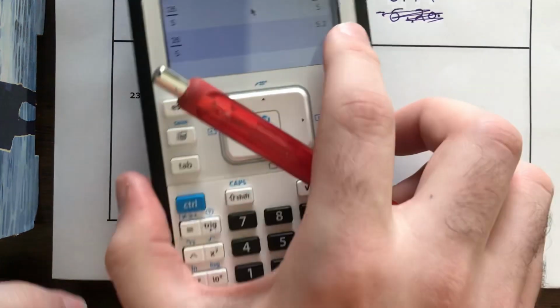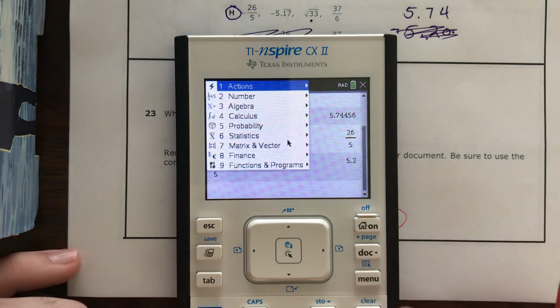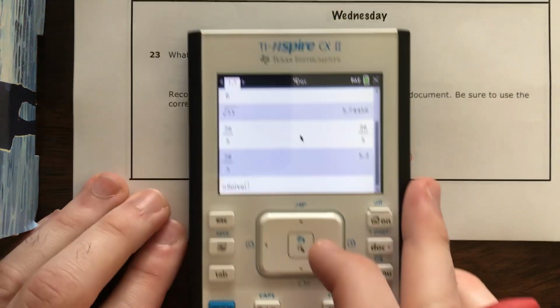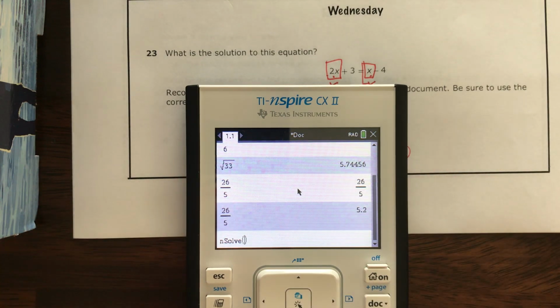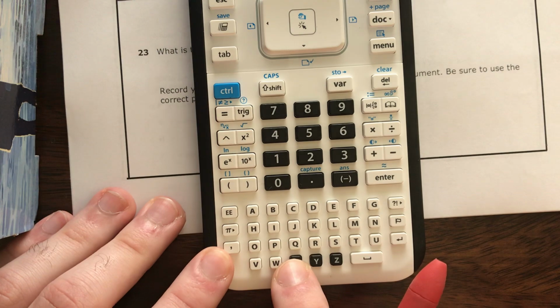Now let's say you do have a calculator. You can come here and if you hit menu 3-1, you get this thing called NSolve. And then all you have to do is type in your equation. So 2x plus 3 equals x minus 4, and then you come here and you hit the comma x.